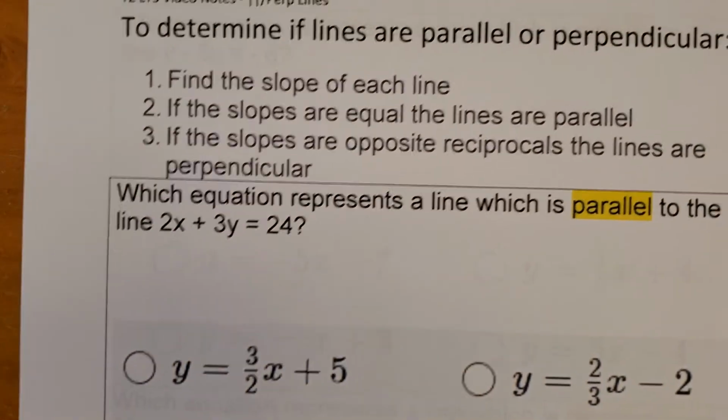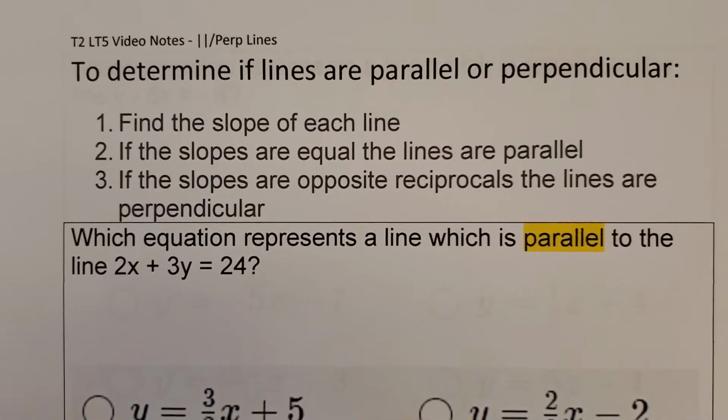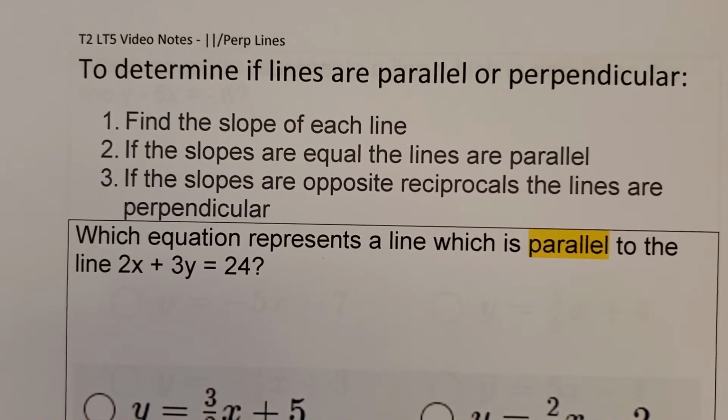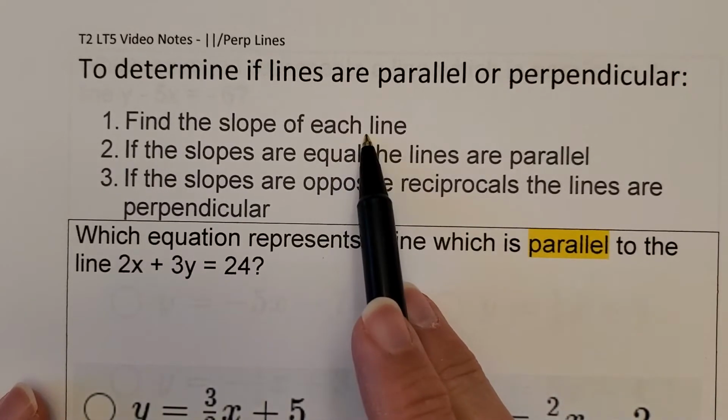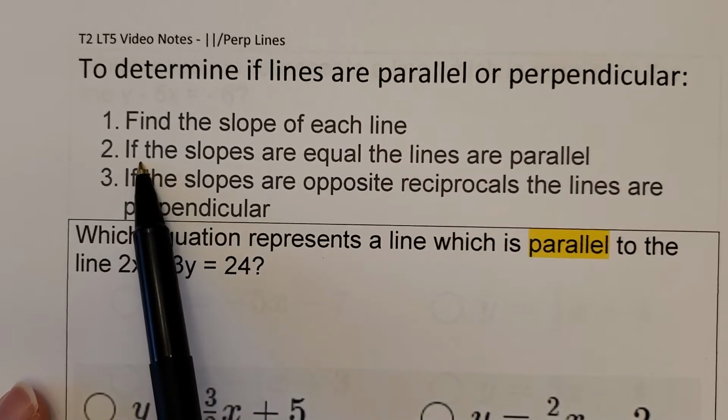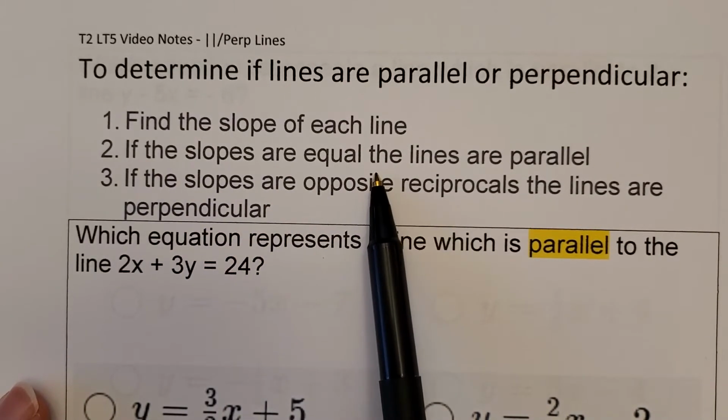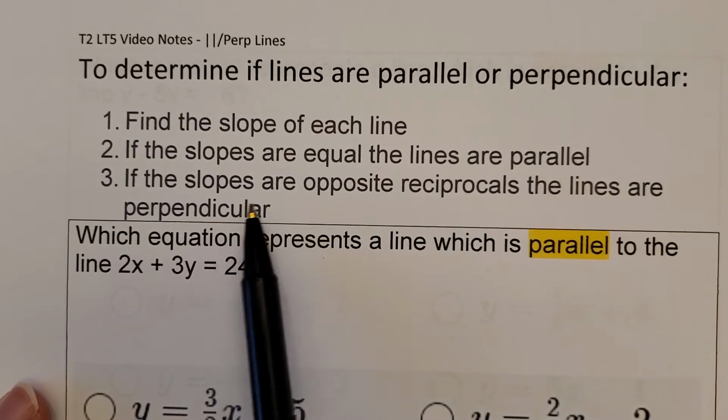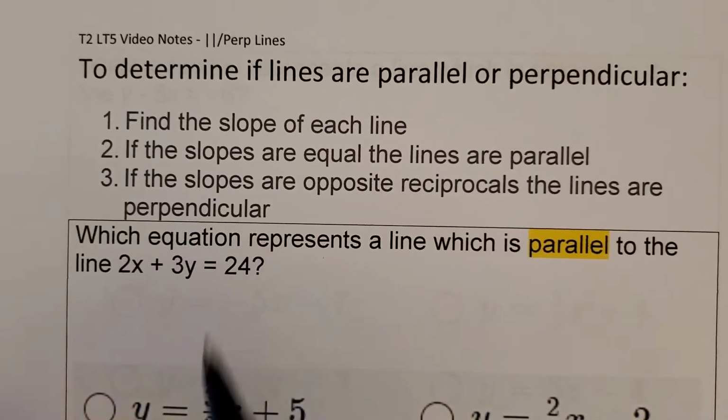Okay, we are going to do some problems, kind of like the ones you'll have on your homework. So you're going to determine if two lines are parallel or perpendicular. And how you're going to do that, number one, you're going to find the slope of every line. You're going to know that if they're equal, they're parallel, and if they're opposite reciprocals, they're perpendicular, and if they're neither of those things, then they're something else.